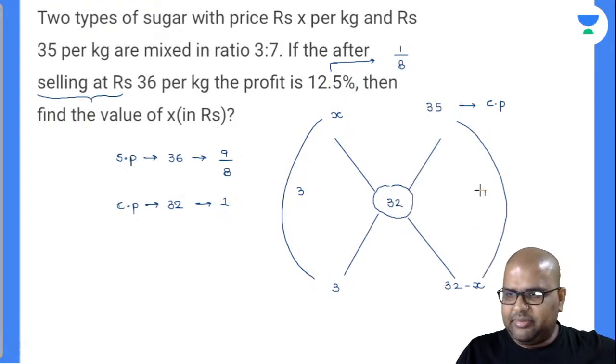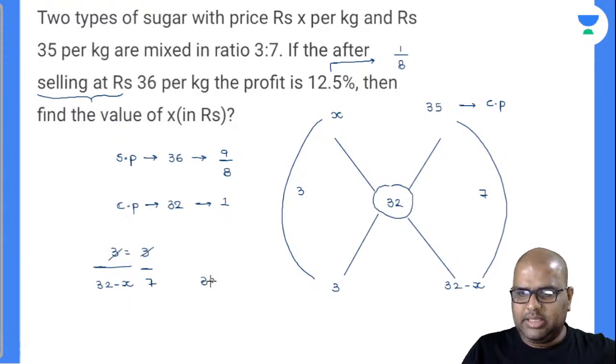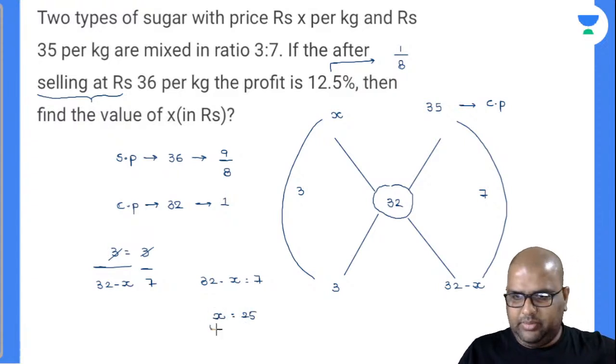Yes, perfectly 7 parts. So automatically 3 value is nothing but equal to 3. 32 minus X is nothing but equal to 7. So finally your answer is 25. 3 gets cancelled. 32 minus X is equal to 7. X value is nothing but equal to 25. And your X value is nothing but equal to 25. That is a yes, that 25.